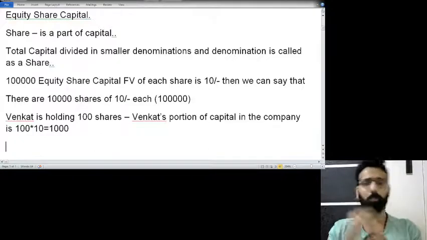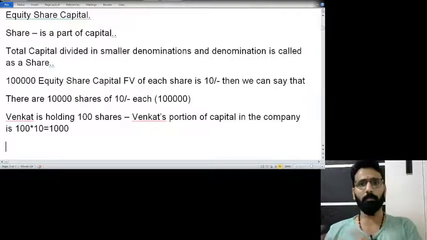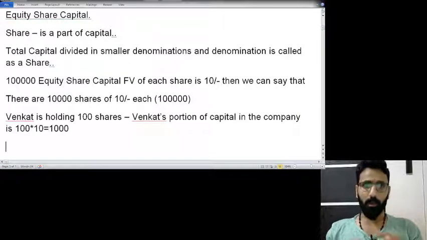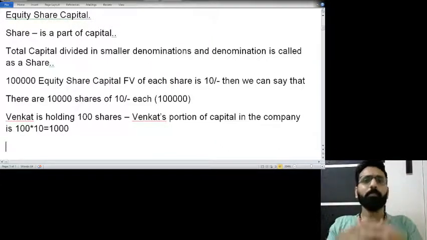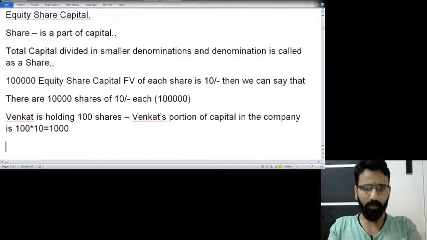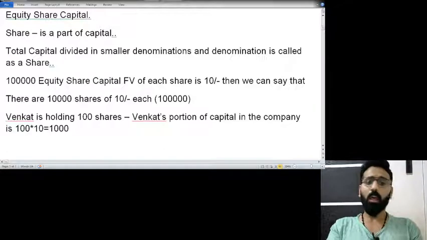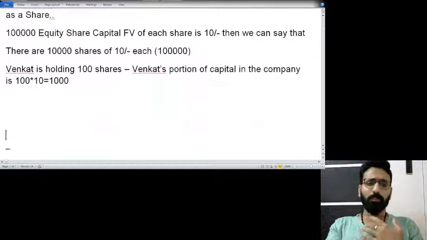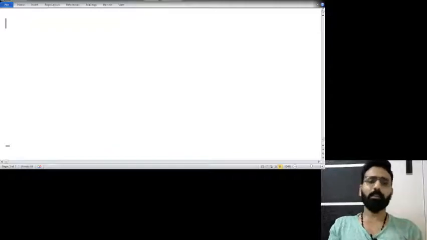So this is how we should understand a share is a part of the total capital. It's a smaller denomination. Now, when a company issues shares, the public will buy. I'm talking about a public limited company. Even if it is a private limited company, people will buy the shares, and a person who purchases a share is called a member. Equity share, as I told you, I'll be talking only about equity share now.